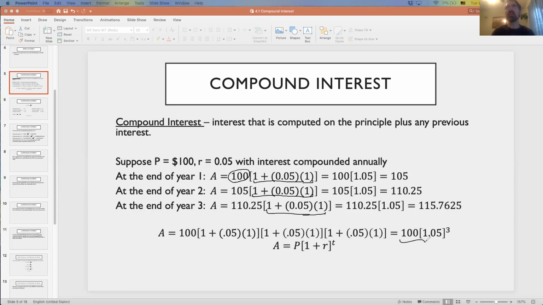And so we can summarize this into a formula as A equals P times (1 plus R) to the T when it's compounded annually. Instead of having to calculate this 3 times, or however many years that we're investing, we can summarize this using this formula. This is the compound interest formula for compounded annually. Now, if we're doing anything other than compounding annually, we need to adjust this formula.